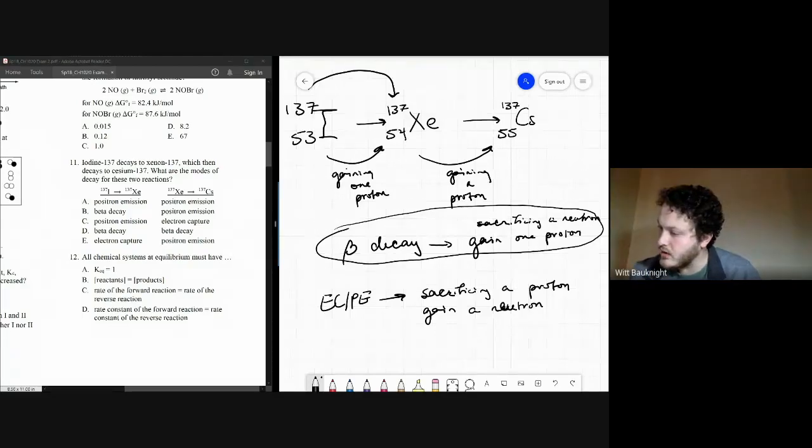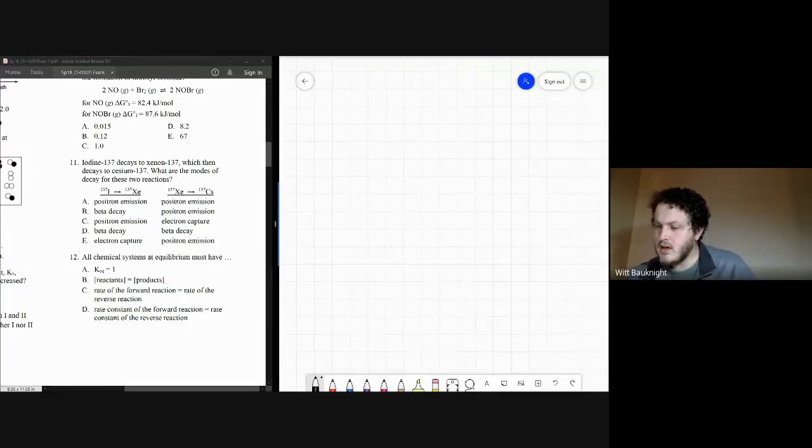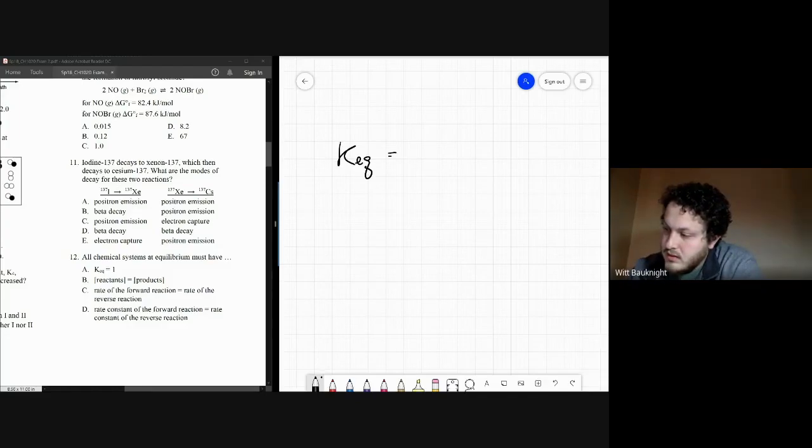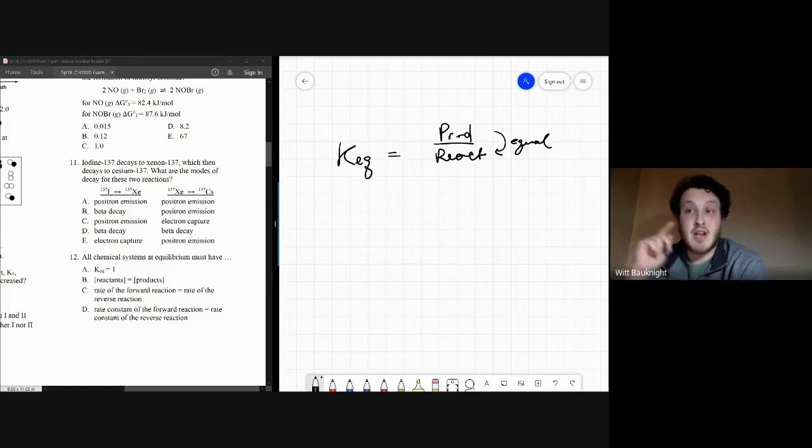So let's talk about 12 real quick. All chemical systems at equilibrium must blank. Well, we can be at equilibrium and not have similar reactants or products. In fact, they could be very different. So we know that Keq, products and reactants, we know this. Well, it doesn't have to be that products equal reactants. For most cases, that is not true.